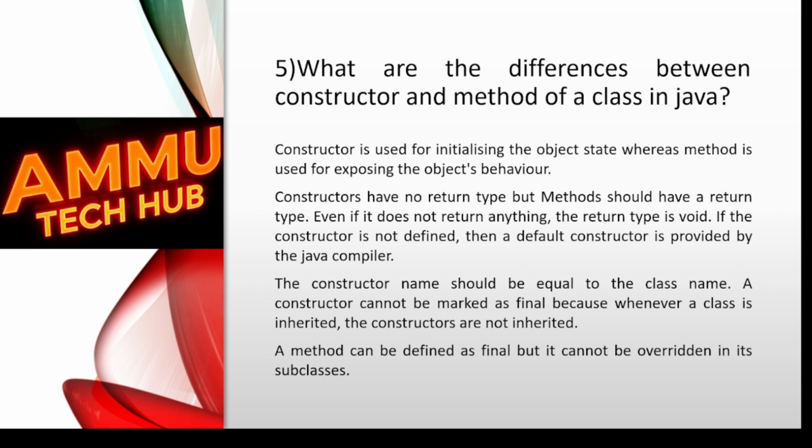If the constructor is not defined, then a default constructor is provided by the Java compiler. The constructor name should be equal to the class name. A constructor cannot be marked as final, because whenever a class is inherited, the constructors are not inherited. A method can be defined as final, but it cannot be overridden in its subclasses.